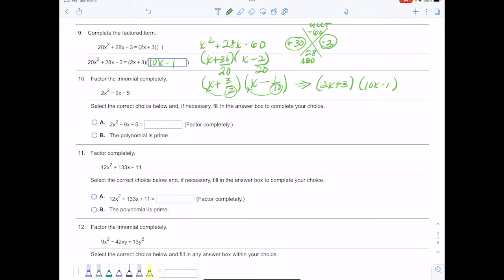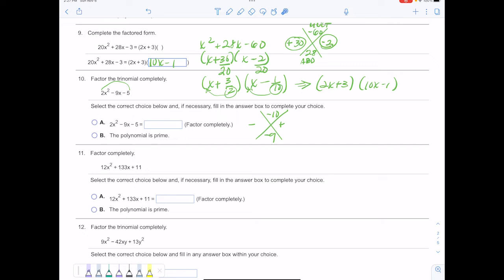In number 10, we're going to do the same thing. We're going to first look for a greatest common factor, and there is not one. So we're going to multiply our a and our c values together. And 2 times -5 is -10. My signs are going to be a negative and a positive, and I get that because the first sign I see is negative, and a negative times a negative is a positive.